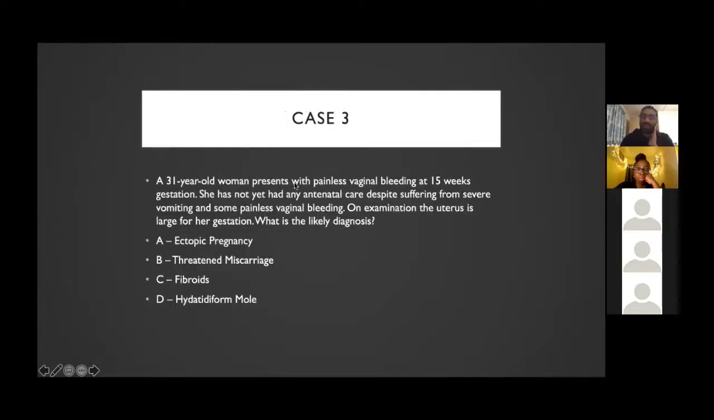So case 3, it's a 31-year-old woman who presents with painless vaginal bleeding at 15 weeks. She's not yet had any antenatal care despite suffering from severe vomiting and some painless vaginal bleeding. On examination, the uterus is very large for her gestation. What's the likely diagnosis? Is it A, an ectopic pregnancy, B, a threatened miscarriage, C, fibroids, or D, a hydatidiform mole?